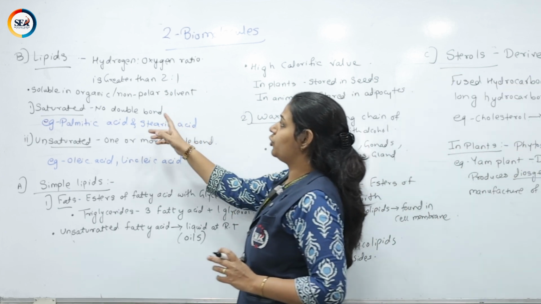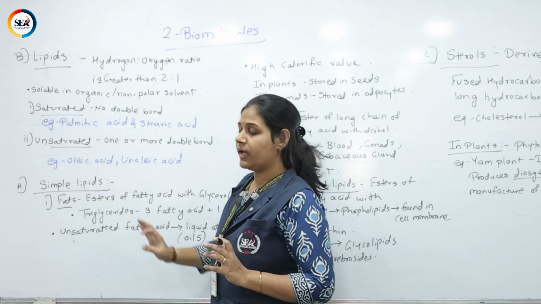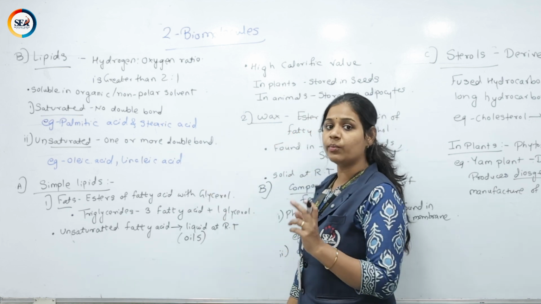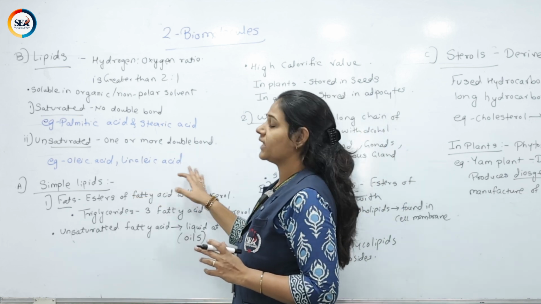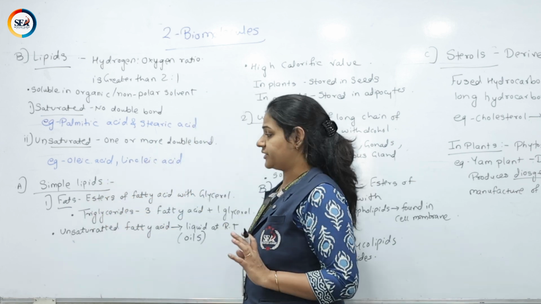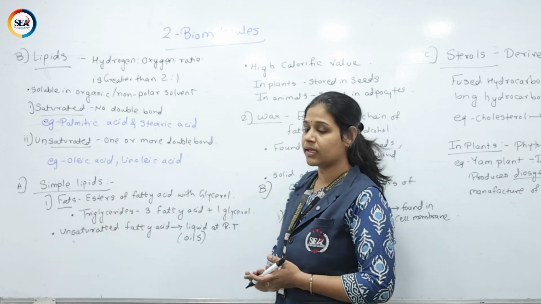Now we will see two types of lipids. First are saturated lipids, which have no double bond, for example palmitic acid, stearic acid. Second is unsaturated lipid with one or more double bonds, for example oleic acid, linoleic acid. Now first we are going to study simple lipids. First example is fats, second example is wax.